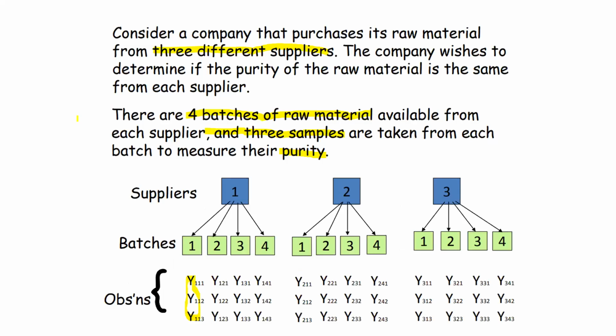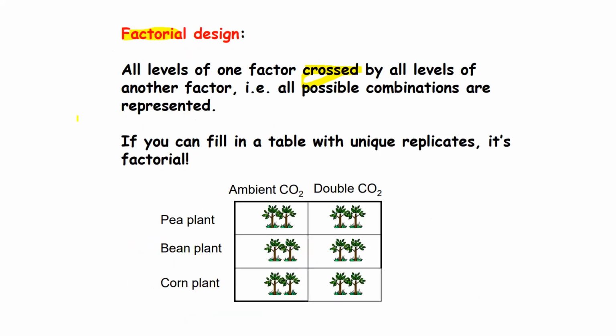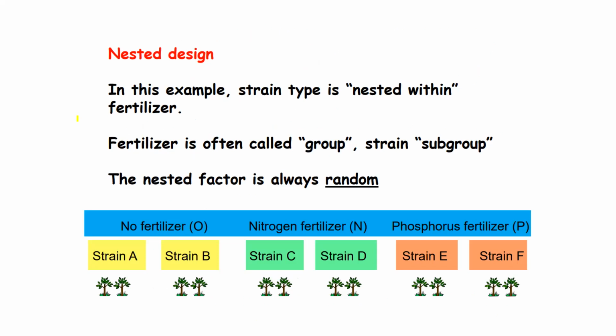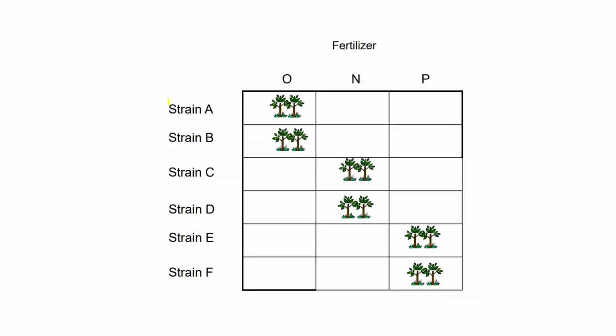This is for a somewhat different example. This is another example. The nested factor is always random. So the nested factor should always be random. So the strains are random here. Strains are subgroups, and the strain type is nested within fertilizer.